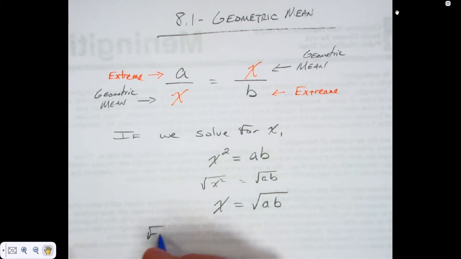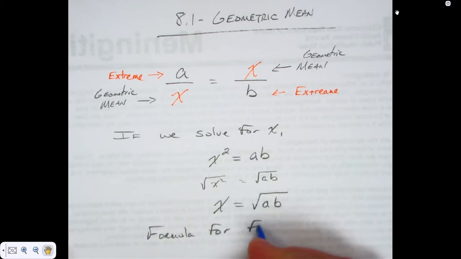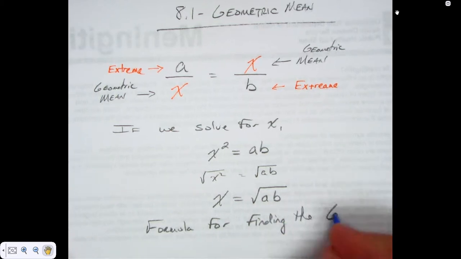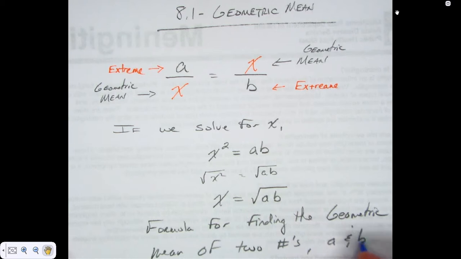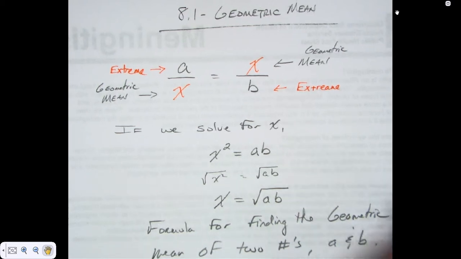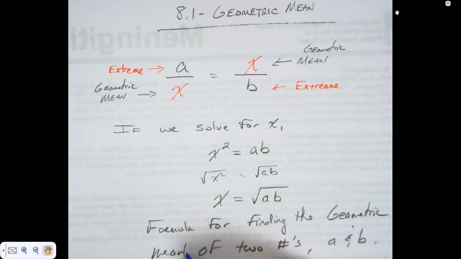And this right here is your formula for finding the geometric mean of two numbers a and b. And the geometric mean we're calling what? x, right?